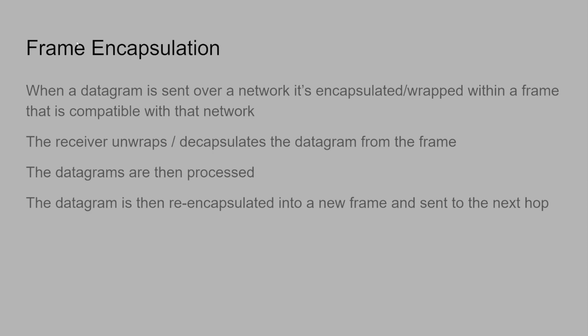So the first subject is frame encapsulation. When a datagram is sent over a network, it's encapsulated or wrapped within a frame that is compatible with that network. When it arrives at the next hop, the receiver unwraps or decapsulates the datagram from the frame, and then the datagram is processed. The datagram is then re-encapsulated into a new frame and sent to the next hop.